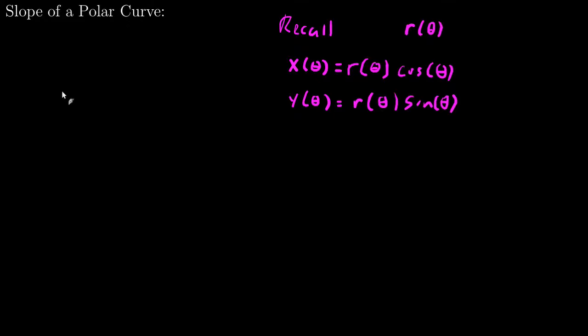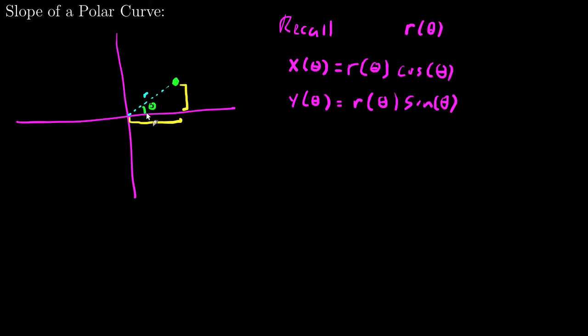Okay, so if I have this graph, the r tells me how far I am from the origin. The theta is the angle from the positive x-axis, and then the two components, the x part and the y part, are the adjacent and the opposite legs in a right triangle. So that's where we get r cosine theta and r sine theta.